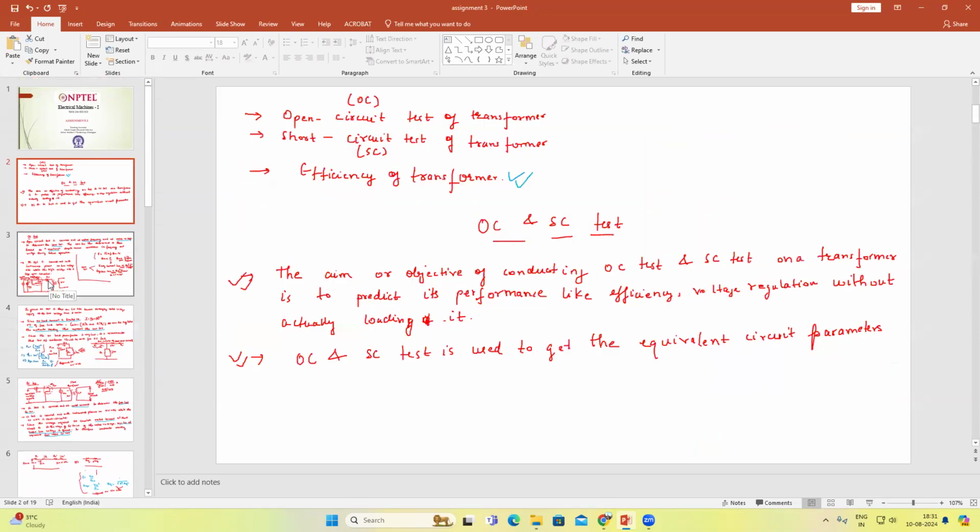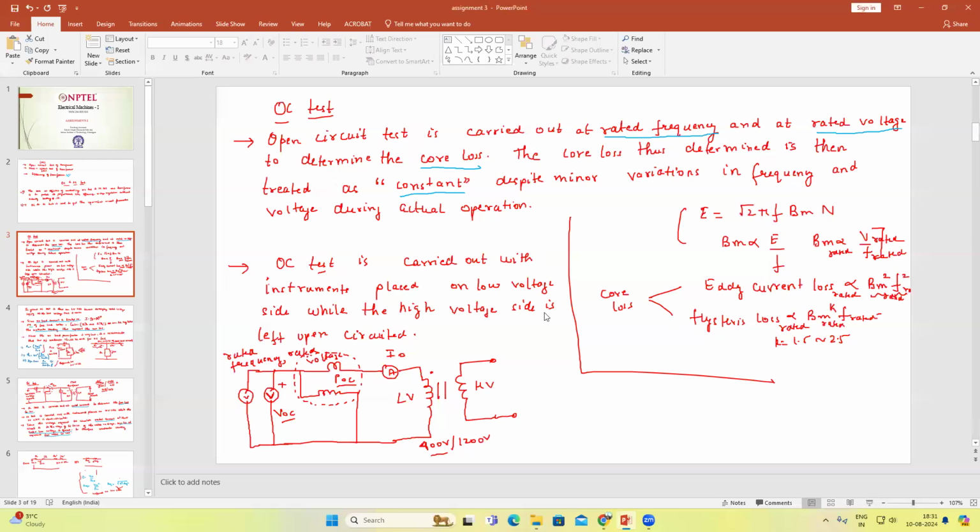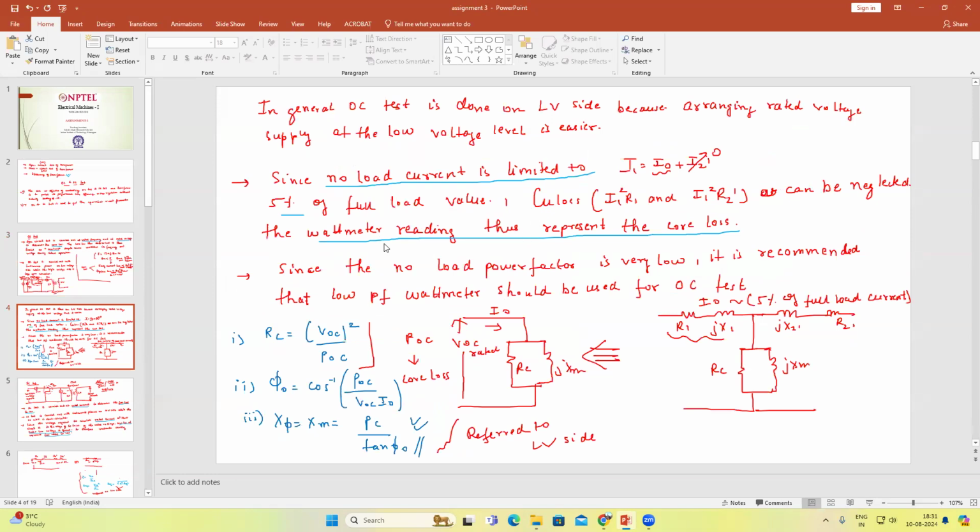So this is what we discussed in this whole class: open circuit test, short circuit test, and efficiency of transformer. We have seen the OC test, where it is performed, and why it is performed at rated voltage and rated frequency. It gives us core loss, which is treated as constant. We discussed how the OC test represents only the core loss and does not have any copper loss, and how to use these formulas.